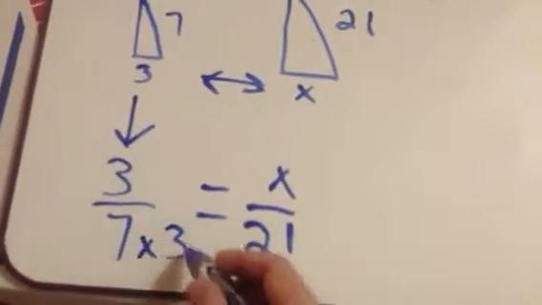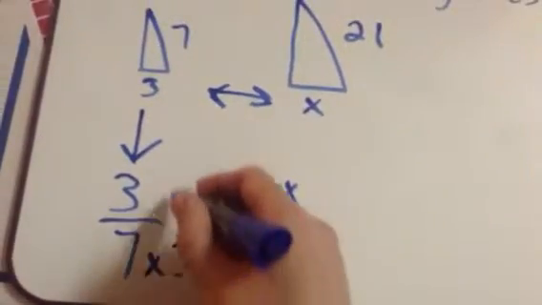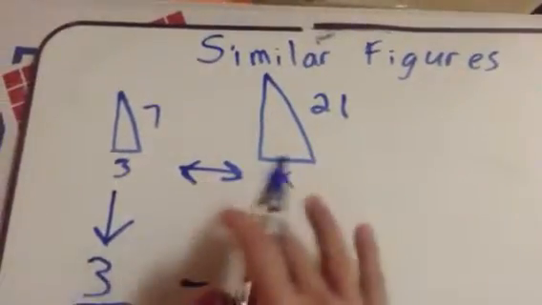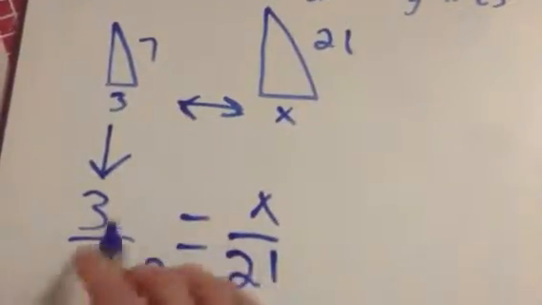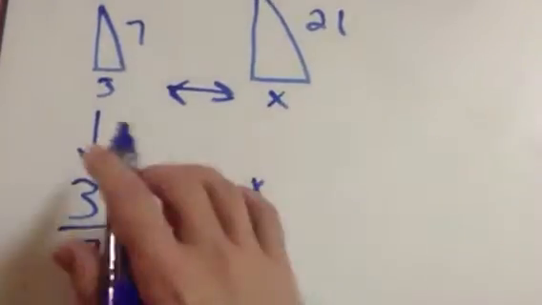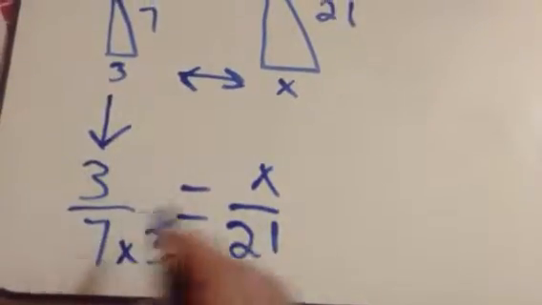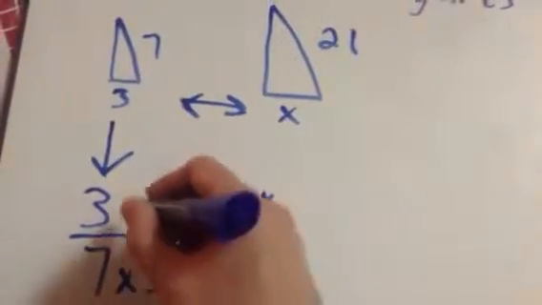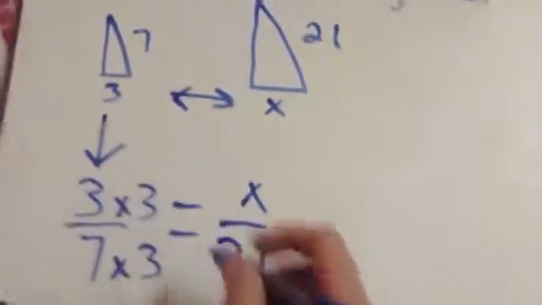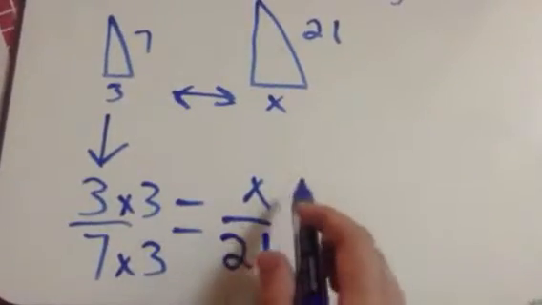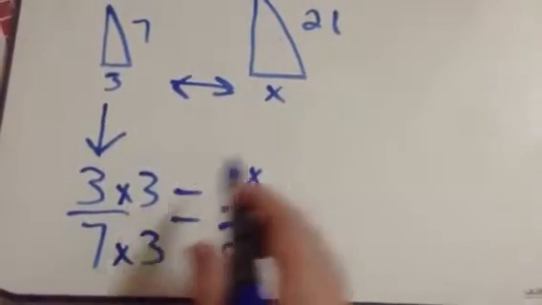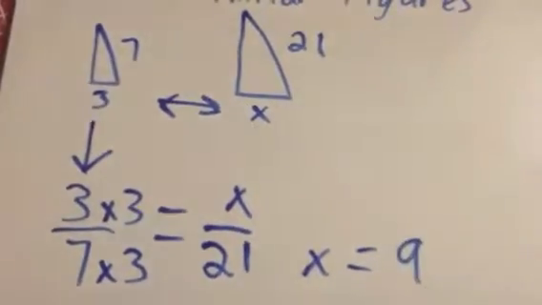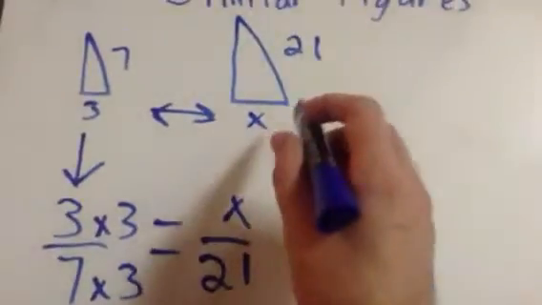Well, if we multiply 7 by 3 to get 21, then we're going to do the same thing here. Okay, so because these two triangles have the same relationship, these two ratios have the same relationship, this proportion is the same relationship. So we multiplied 7 by 3, then we need to multiply 3 by 3 to give us what that is. So 3 times 3 is 9. Okay, so we can say that x is 9. Okay, so that side is 9.